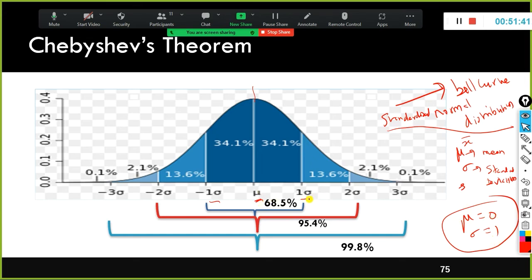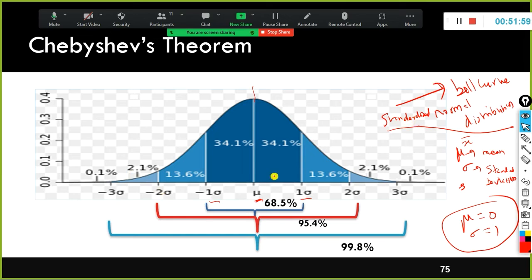On the right side of the mu, you have 1 sigma, 2 sigma, 3 sigma. And the left side of the mu is negative: minus 1 sigma, minus 2 sigma, minus 3 sigma. They defined it this way. This is called your standardized normal distribution.